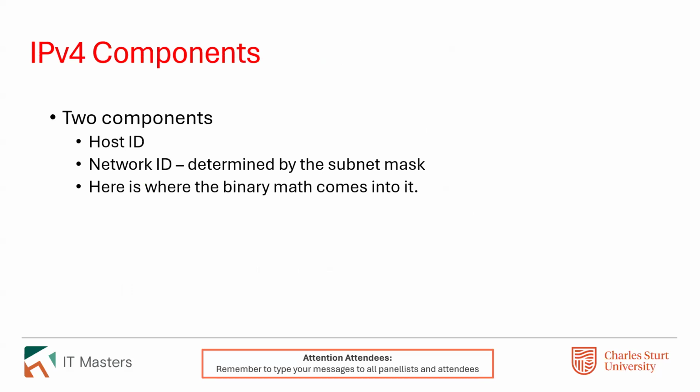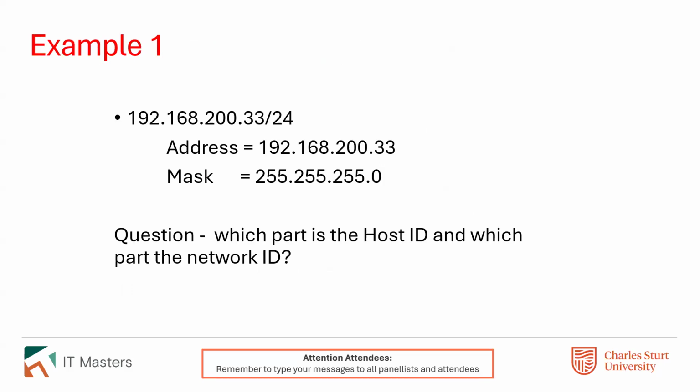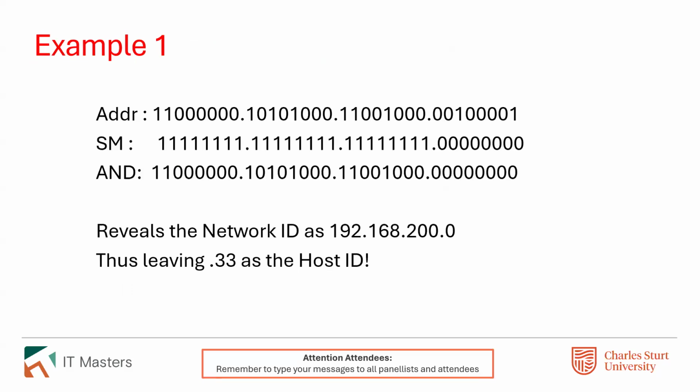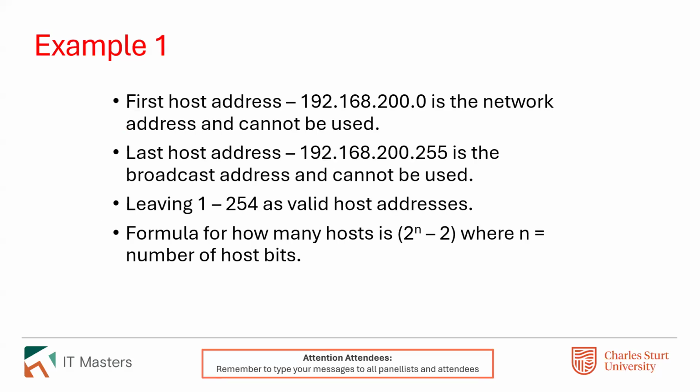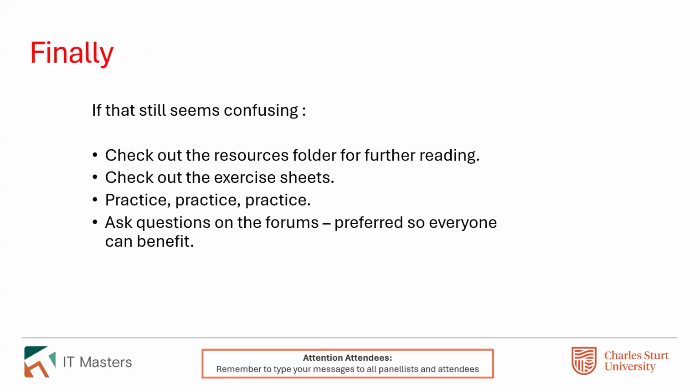There's two parts to it. There's the host and there's the network. I've already touched on this earlier, but essentially the host part is the last octet, the 33, whereas the network part is the first three octets. So some examples. If it's confusing, go through the tail end of this deck, the supporting material, because it is complicated and it does take some time to get around.